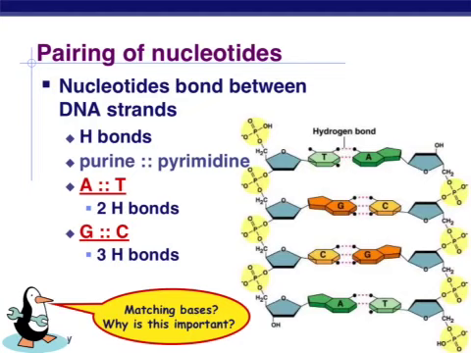Now, adenines always bond with thymines, or T's, and only two hydrogen bonds hold them in place. Whereas C's always bond with G's, and three hydrogen bonds hold them in place.